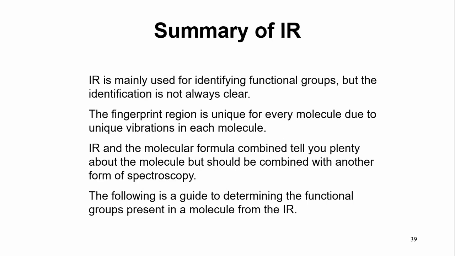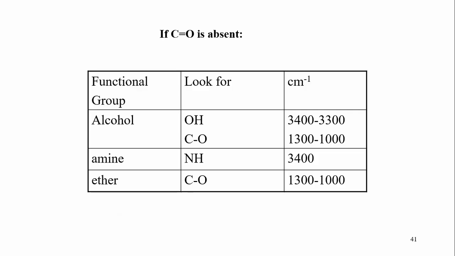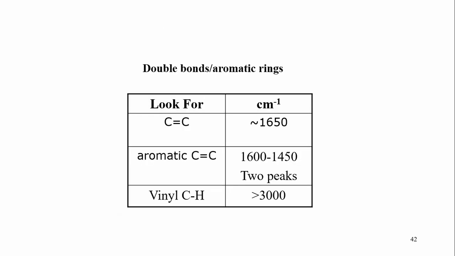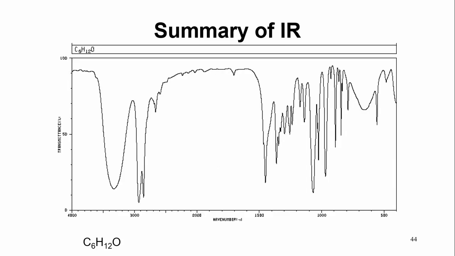So with IR and the molecular formula, you can tell a lot about the compound. I'm just going to skip through these because I've already given them. You can look them up where everything occurs. Remember, they're approximations. So let's do an example here.